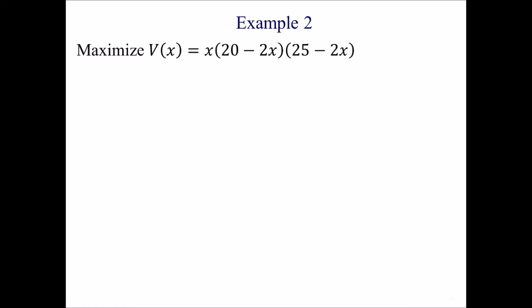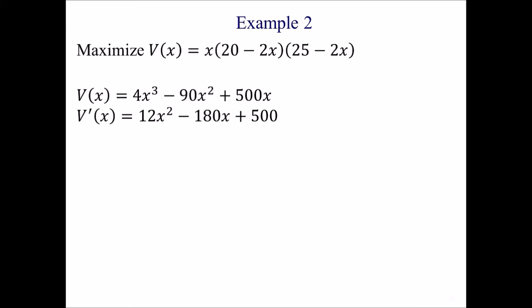To maximize the volume, we use calculus. First, we're going to rewrite the volume function. To get 4x cubed minus 90x squared plus 500x, all you have to do is expand the three terms above. Multiply two of them first, and then multiply in the third to the first product. Using this version of the volume function, we take the first derivative and the second derivative.